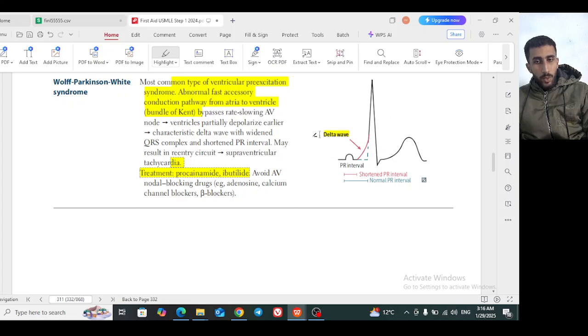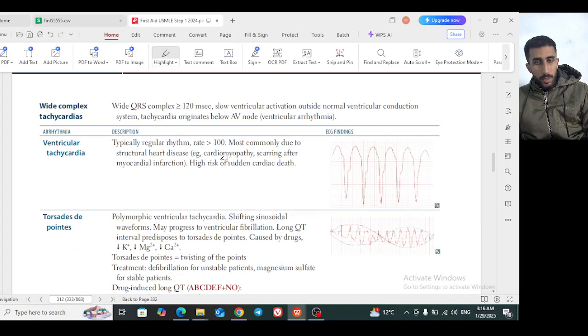So when you see this kind of pattern on the ECG, delta wave, shortened PR interval, widening of the QRS, you know this is Wolff-Parkinson-White syndrome. It's contraindicated to give adenosine, calcium channel blocker, or beta blocker. Instead, if the patient has tachycardia or arrhythmia from this, you give procainamide, a class 1A antiarrhythmic, and ibutilide, a class 3 antiarrhythmic drug.